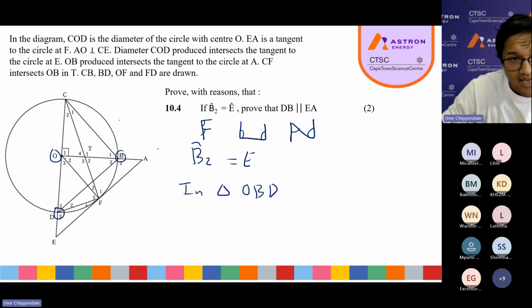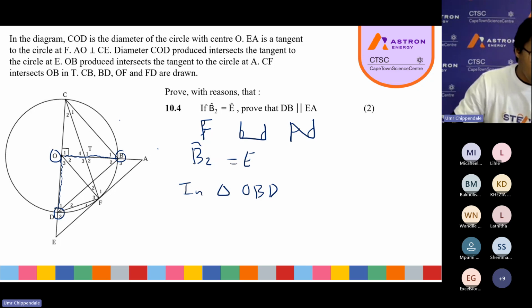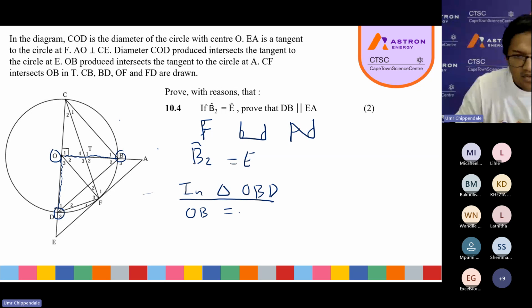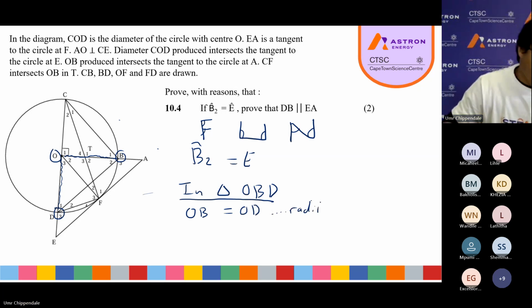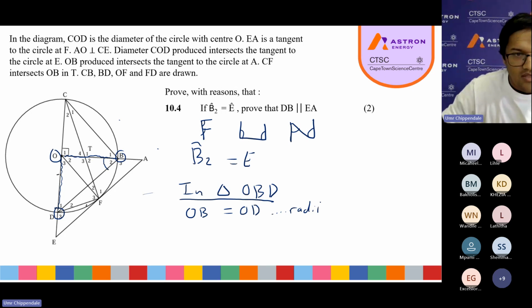we can see that we have radii. This is a radius. This is a radius, hitting the edge of the circle. So therefore we can say that OB, so I'm underlining that, OB is equal to OD. Why? Because they're radii. So now because both are radii, speaking of that triangle, here is our B2, because this is the angle opposite this, which means the angle opposite this one is going to be D1. So there we can say angle B2 is equal to D1.